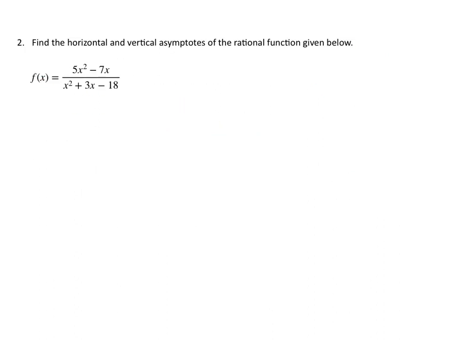Let's find the horizontal and vertical asymptotes of this rational function. To find the horizontal asymptotes, we can actually look to the highest powered x terms in the numerator and the denominator. I see the highest powered x's as an x squared over an x squared. When this happens, we can use the following fact.